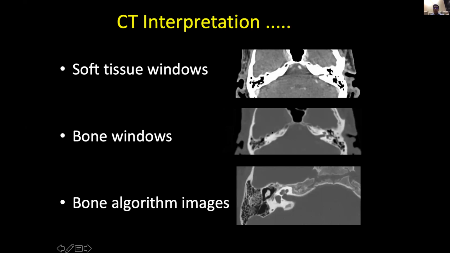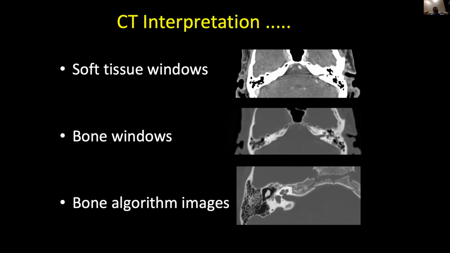So these are bone window images and these are bone algorithm images. You can see the matrix of the bones very well. You can see the marrow, the inner and the outer cortex very well. You can appreciate even the intricate structures such as the malleus and incus. So this is what you get with the bone algorithm images. Remember that the bone algorithm images are to be processed at the time of acquisition. You cannot get bone algorithm images after you have finalized your imaging, because it's difficult. You need to have the raw data to get the bone algorithm images.